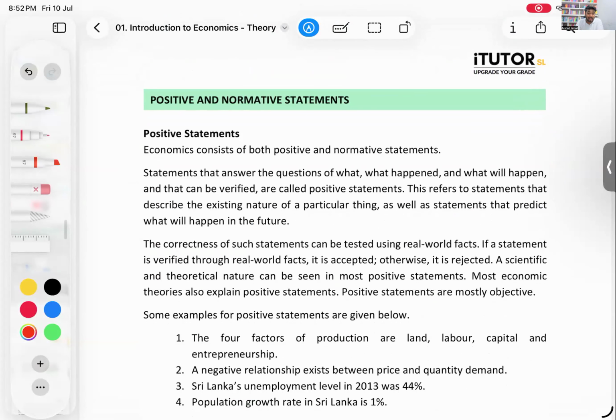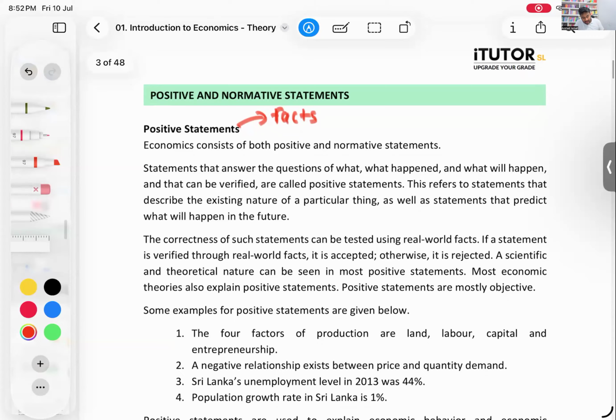Positive statements are facts. A positive statement is a fact. It is about what has happened, what will happen. Positive statements can be verified. Verified means you can test and see whether they are true or false.